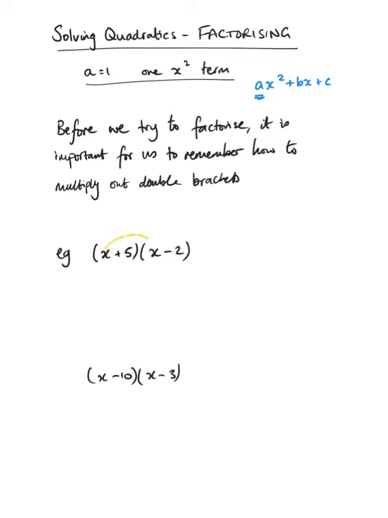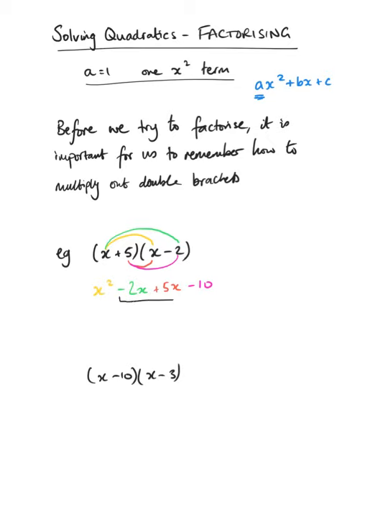So if you remember, we can do first times first, so we get an x squared from there. Outer times outer, so I get minus 2x. Inner times inner, so I get a plus 5x. And then the last times last, so whatever's at the end of my two brackets. So I'm going to get minus 10, because 5 times minus 2 is minus 10. And I can simplify some of this.